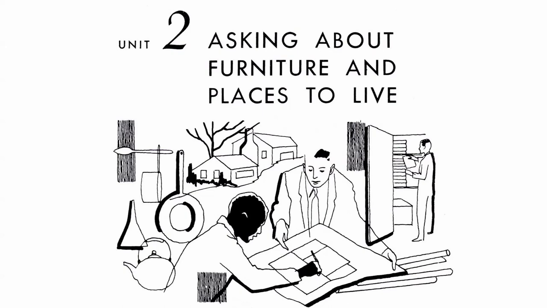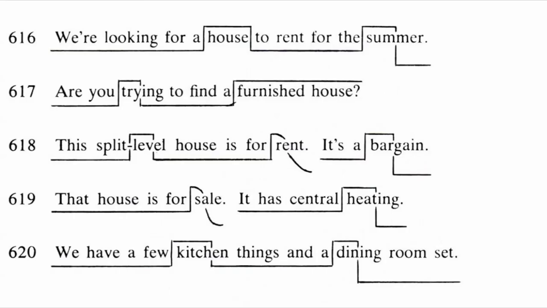Asking about furniture and places to live. We're looking for a house to rent for the summer. Are you trying to find a furnished house? This split-level house is for rent. It's a bargain. That house is for sale. It has central heating.